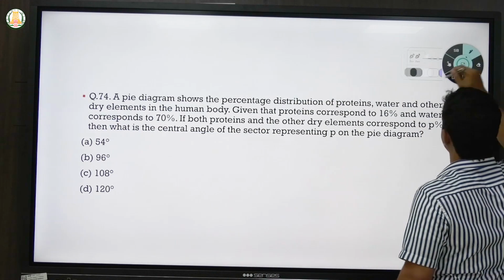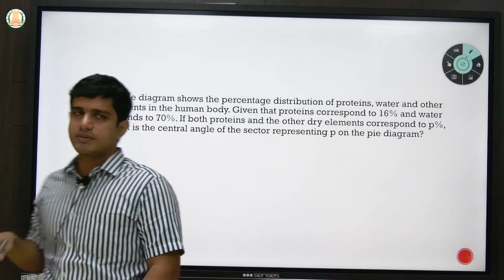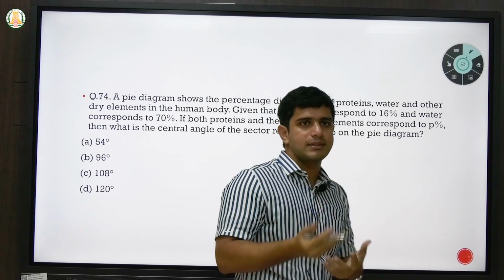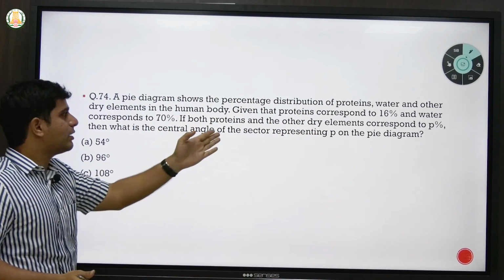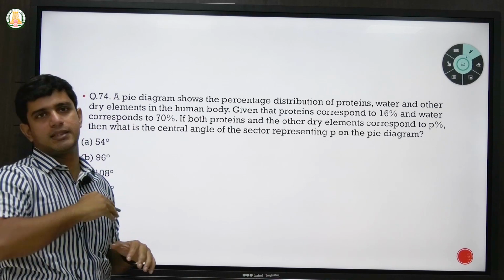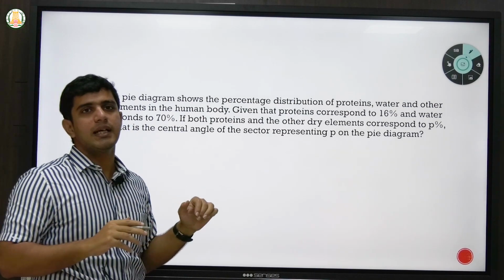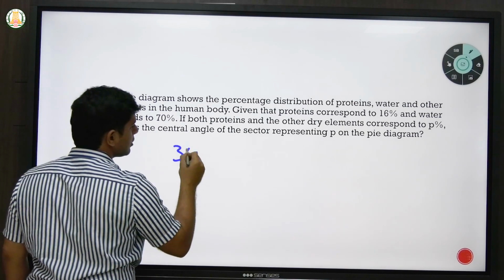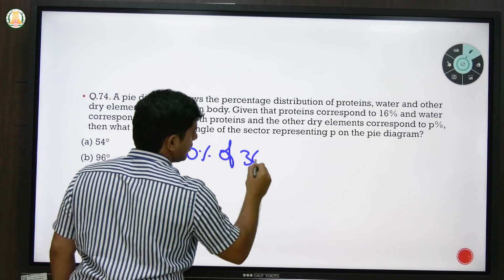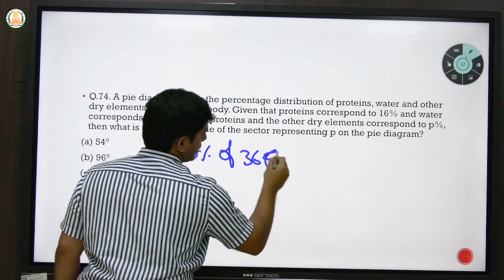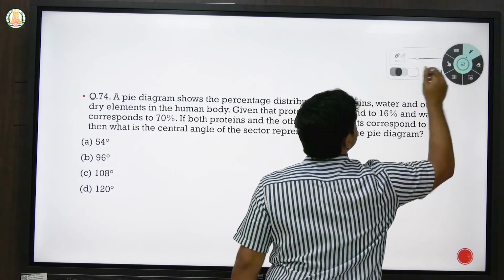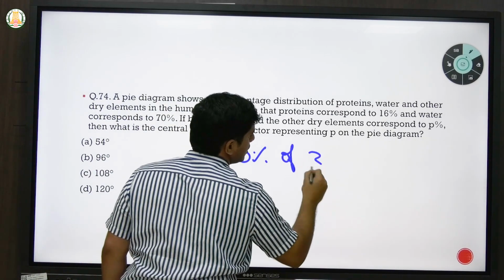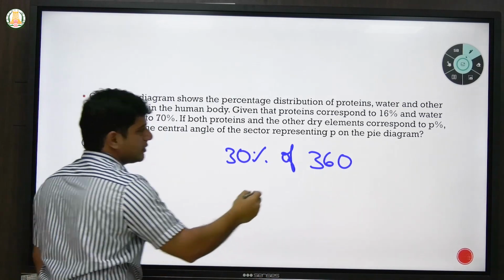Now, in this question, basically you first have to draw the pie diagram, since it's saying pie diagram here. Then find out what percentage P means. We have calculated it is 30%. The central angle of that sector means 30% of the entire 360. If he asks what will be the central angle of water, it will be 70% of 360. Sorry, I'm so sorry. It is 360. The central angle is 360. I got confused with the number of days. So it is 30% of 360.